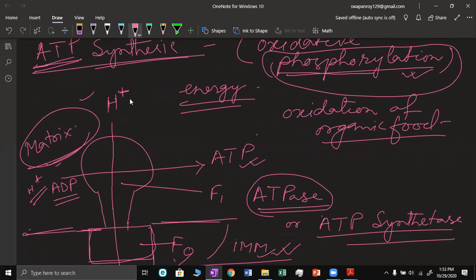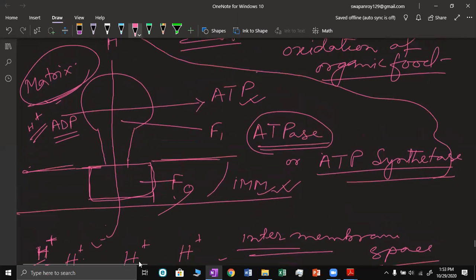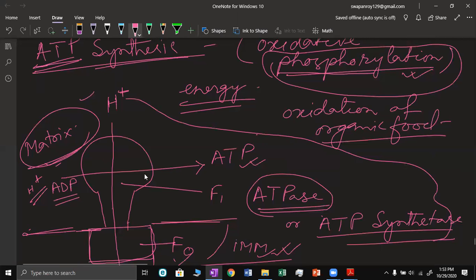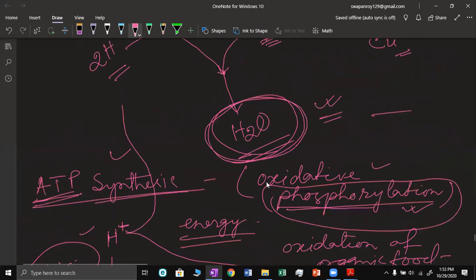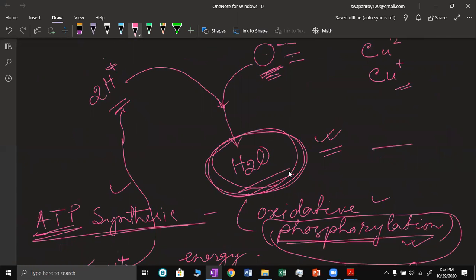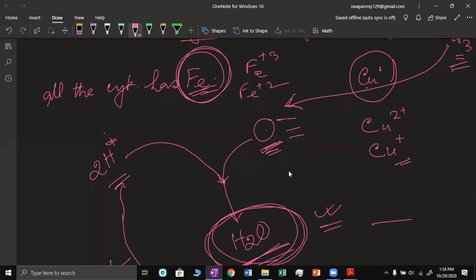Okay, this proton is actually here combined with the oxygen to form water. And due to this oxygen, that cytochrome oxidase, cytochrome a3, is located on the inner face of the inner mitochondrial membrane.